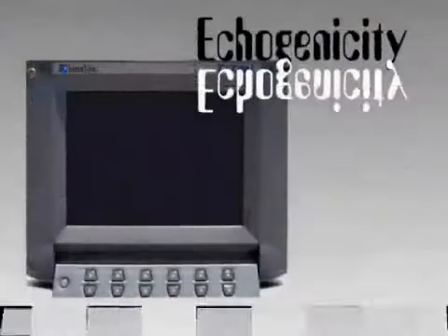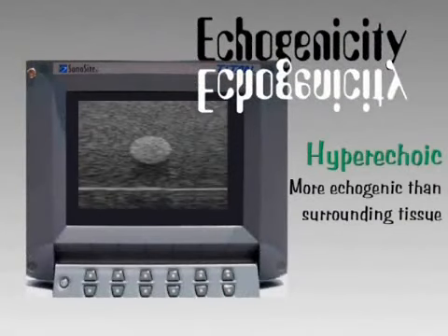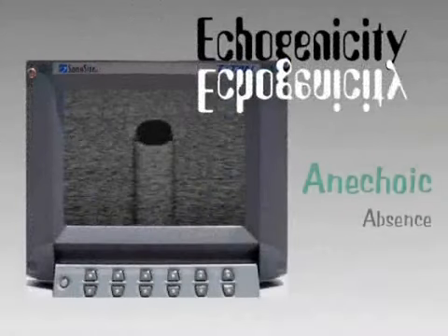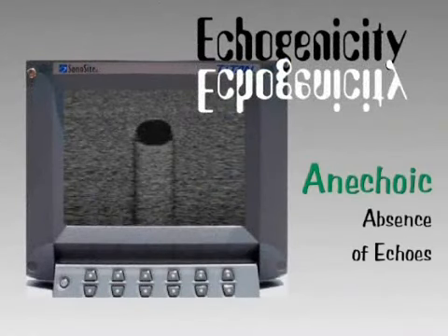How well an object reflects ultrasound is its echogenicity. Hyperechoic objects are more echogenic and appear bright. Anechoic objects appear dark because they do not reflect echoes.